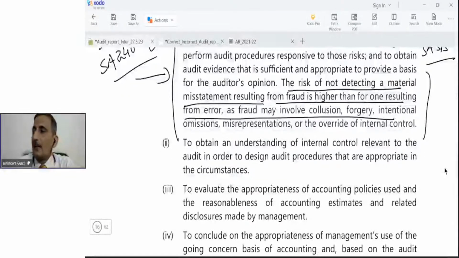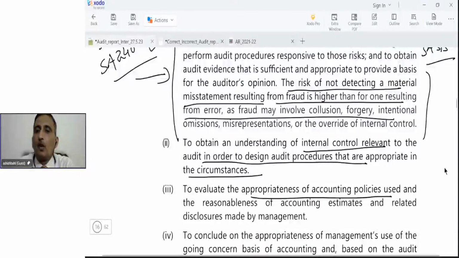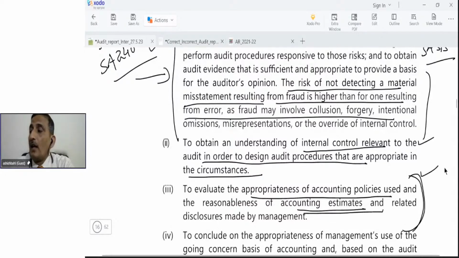To obtain an understanding of internal control relevant to audit, to design audit procedures, to evaluate appropriateness of accounting policies and accounting estimates. Very important. So whether accounting policies have been consistently applied, whether accounting estimates, because estimates involve judgment, and there is a possibility of bias in accounting estimates. So therefore there is a specific statement from the auditor in this respect.